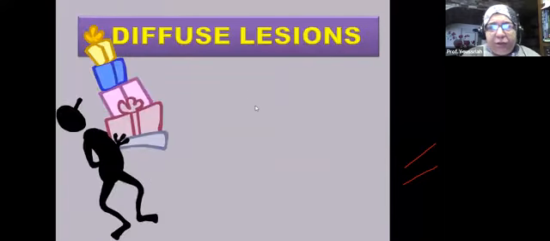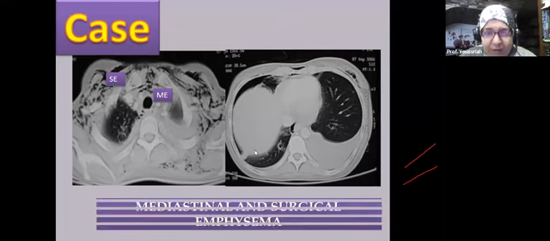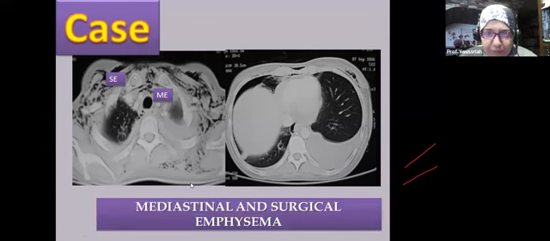Now, diffuse lesions. How would a diffuse lesion of the mediastinum look? Lesions as a whole in imaging are either black lesions or white lesions. Black lesions: we deal with air, this is a black lesion, and fat, this is a black lesion. So we have here air, black lesion, in the form of mediastinal emphysema and surgical emphysema, which is also called subcutaneous emphysema, in this patient. This is diffuse affection here.